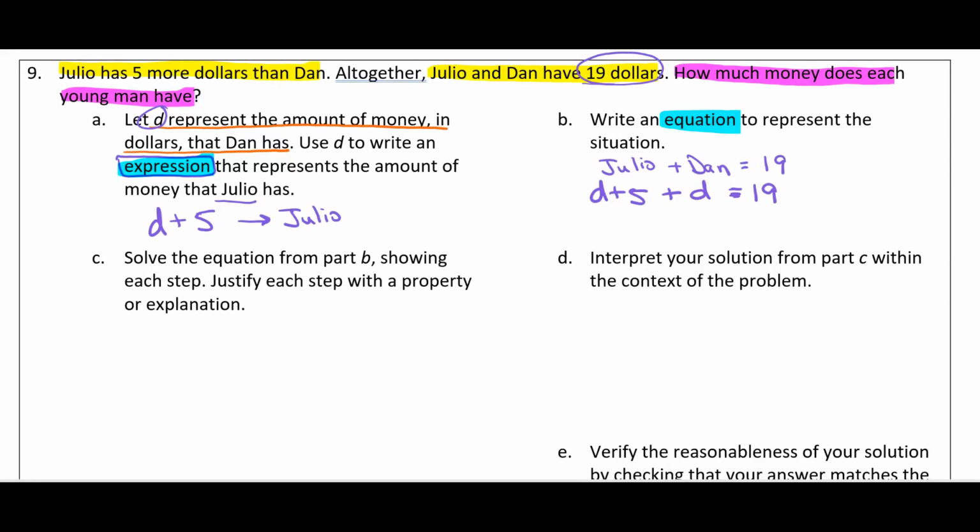So now in part C they say solve the equation from part B showing each step. Justify each step with a property or explanation. So I want you to do that now. Again, we have the equation D plus 5 plus D equals 19. So I want you to solve and justify every step. When you're ready, turn the video back on.